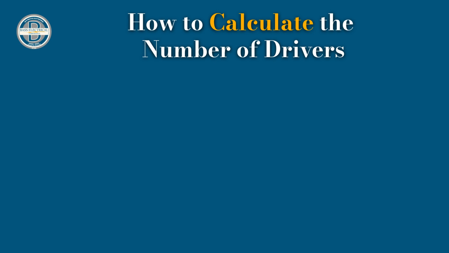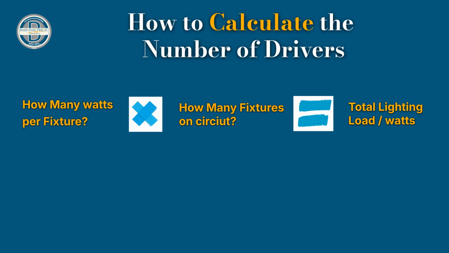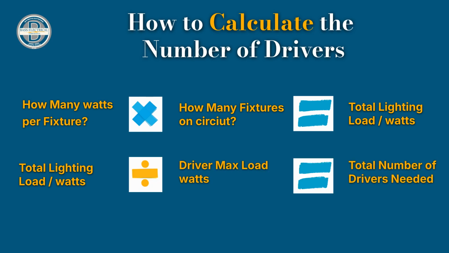To calculate the number of drivers needed, we first need to determine the total wattage of our fixtures by multiplying the wattage per fixture by the total number of light fixtures on that circuit to get our total lighted load. Then we start by dividing the total fixture wattage load by the max load capacity of the driver, and select a driver that can handle the load comfortably. Let's help Alex with a real-world example.